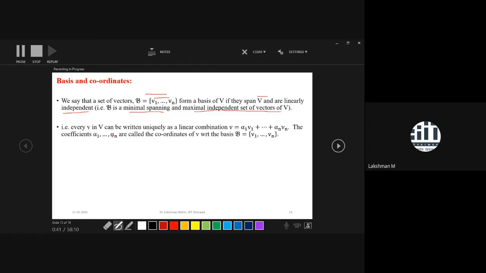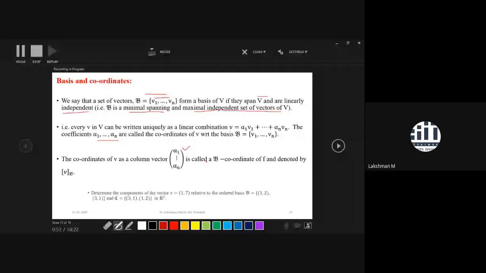These coefficients alpha 1 to alpha n define the coordinate of v with respect to the given basis, and we say that this is the coordinate of v with respect to the given basis. So this was the overall concept of basis and coordinate.